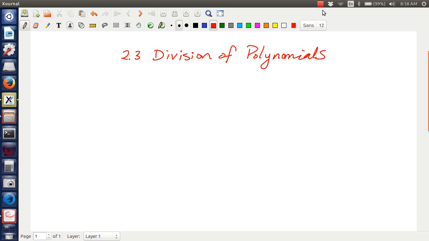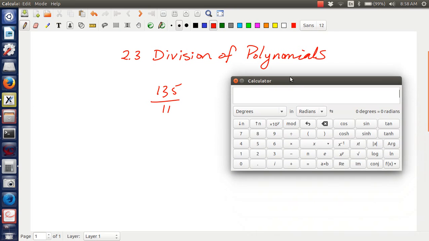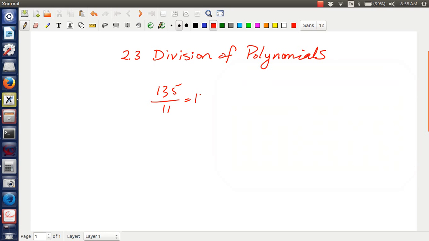Okay, so first of all, let's do some examples. If we have to divide 135 by 11, what is this? We could ask the calculator 135 divided by 11, and it gives us 12 point something or other. Well, what does that mean?